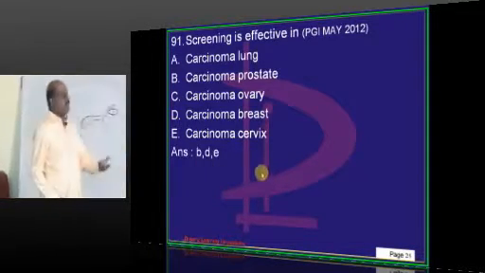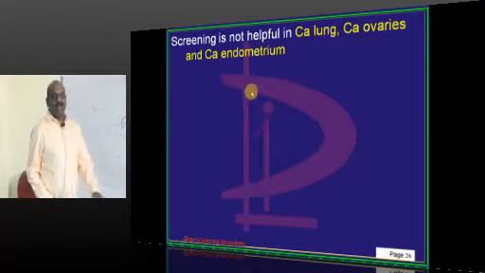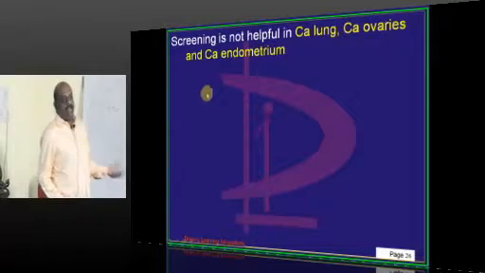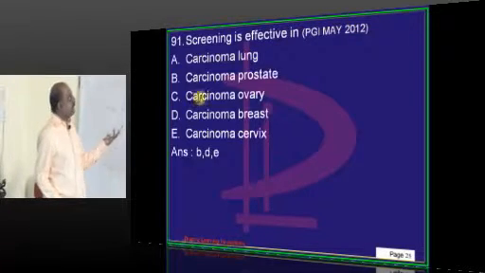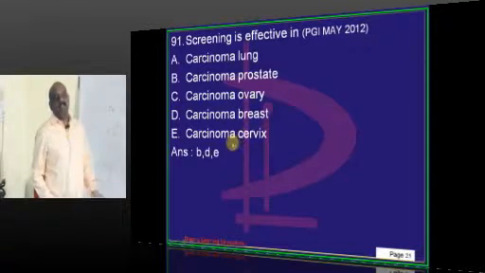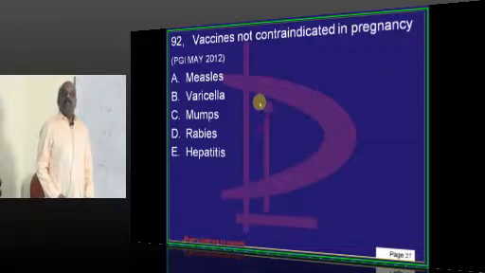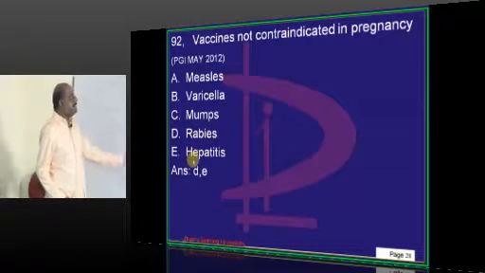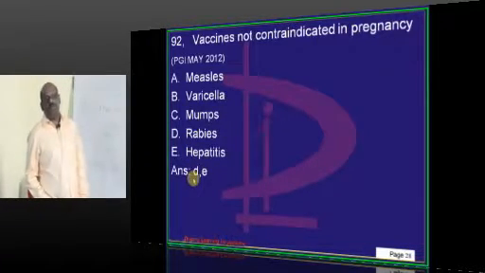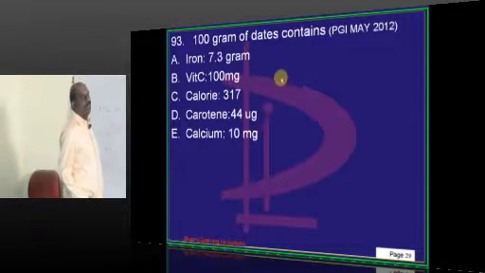Screening is effective for which tumors and ineffective for which? Screening is not good for carcinoma lung, carcinoma ovary, carcinoma endometrium. But screening is good for prostate, breast and cervix, is what you need to remember. Live vaccines are contraindicated in pregnancy. That's the reason rabies and hepatitis vaccines, which are not live, can very much be given to pregnant women.